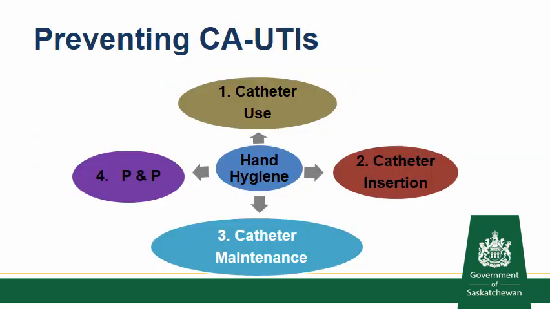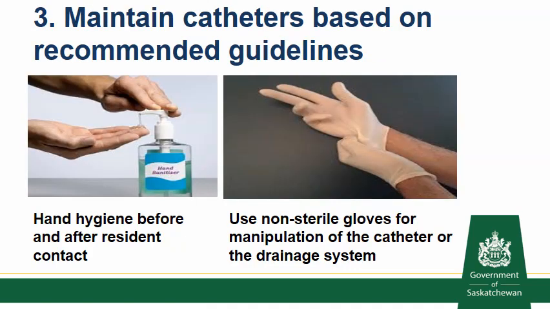Now that we have covered proper insertion, we will look at the third part of our bundle, which is proper maintenance of indwelling urinary catheters. Perform hand hygiene immediately before and after contact with the resident or the resident's environment. Use gloves and other personal protective equipment if required when working with the catheter or the drainage device.